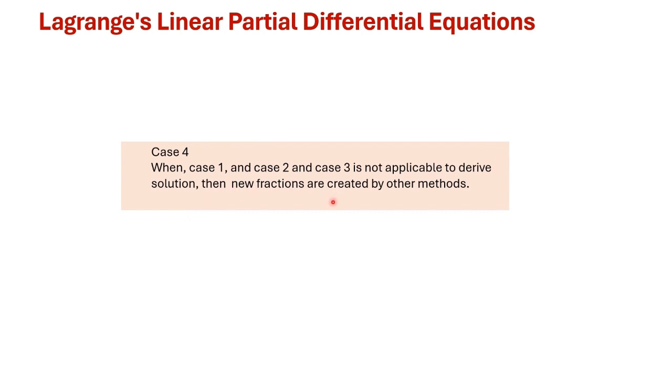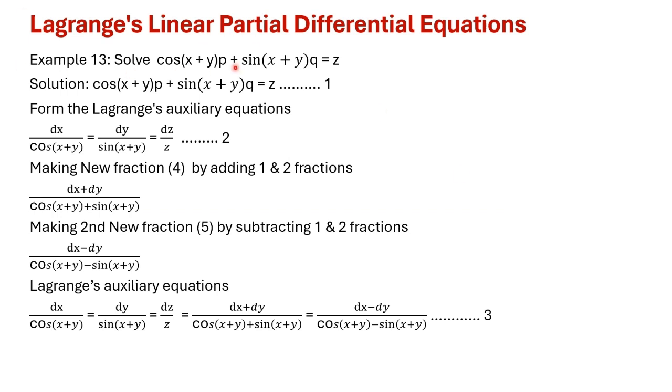So let's take an example here. Solve this equation. Let this be the equation, we'll call it equation 1. So we'll bring it into Lagrange's auxiliary equation form: dx by the coefficient of this is equal to dy by the coefficient of this is equal to dz by z. We'll call this equation 2. Now since the pairs of these three fractions are not integrable, we have to make new fractions.